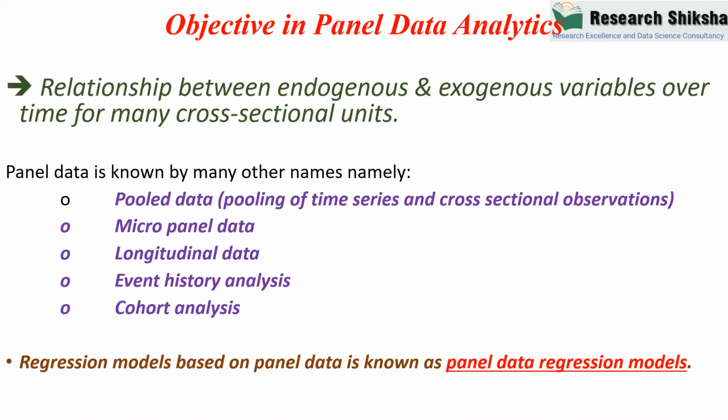The second objective I have seen in practice. Practice means companies. Industry is using panel data not for testing theories, but for analyzing the efficiency of the companies. Let me give you one example. Suppose there are four pharmaceutical companies, A, B, C, D, and every company is spending on advertisement and on R&D.